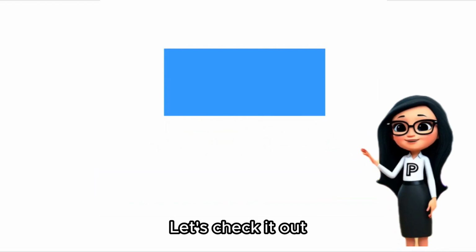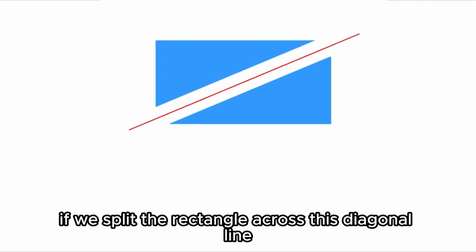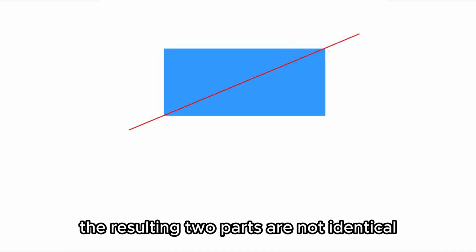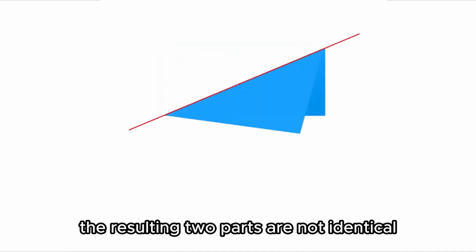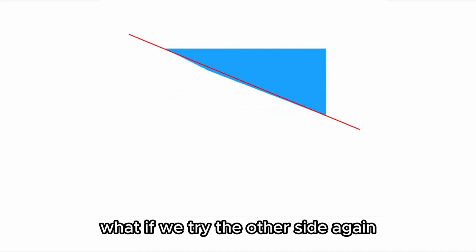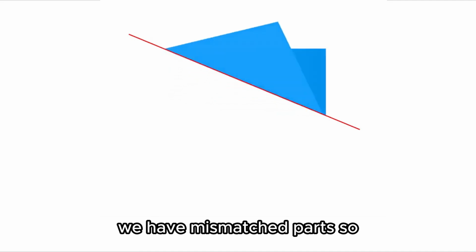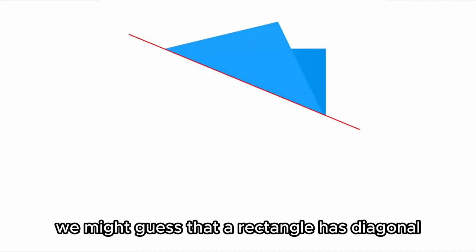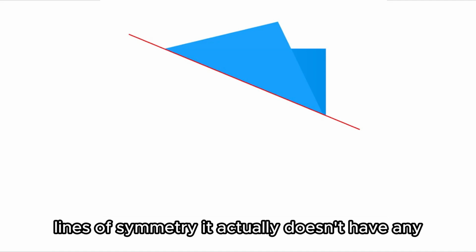Let's check it out. If we split the rectangle across this diagonal line, the resulting two parts are not identical. What if we try the other side? Again, we have mismatched parts. So even though we might guess that a rectangle has diagonal lines of symmetry, it actually doesn't have any.